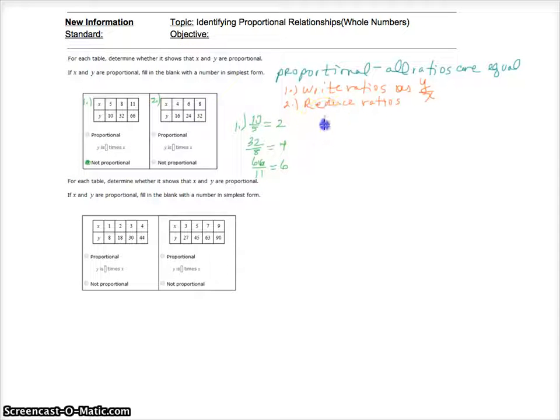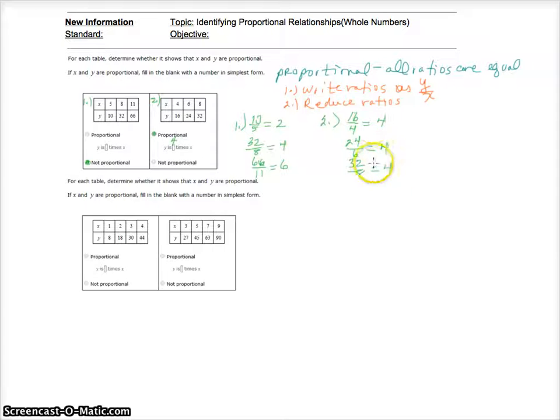Let's go look at number 2. We're going to write our ratios in y to x form. So we're going to start as y over x. So y is 16, x is 4. So I'm going to write 16 over 4. 16 over 4 reduces to 4. So I'm going to go to my next number. 24 over 6. That reduces to 4. And 32 over 8. That also reduces to 4. So they are proportional, and y is 4 times x.